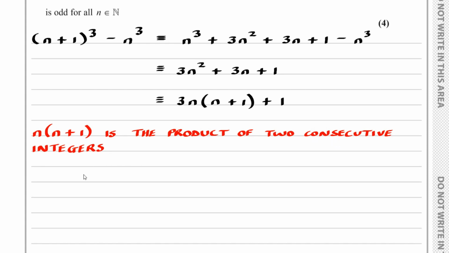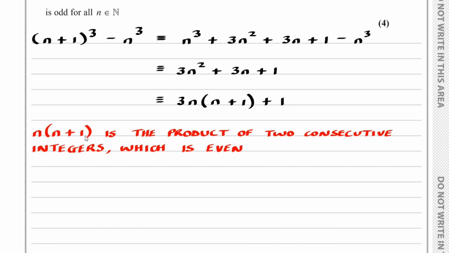And the product of two consecutive integers, that's always even. If I think about two consecutive integers, for example 4 and 5, or 7 and 8, or 21 and 22, or 105 and 106, the product of those will always be even because we've got an odd number times by an even number.